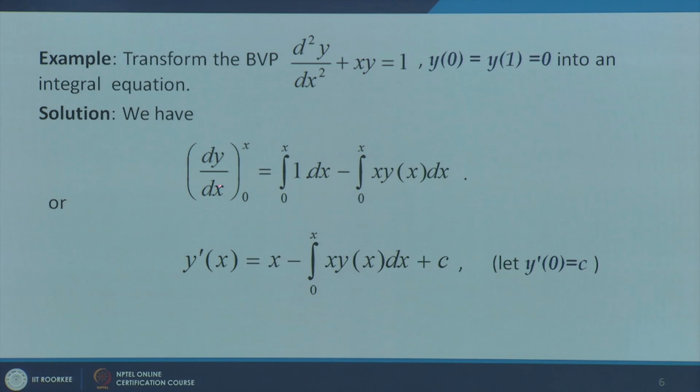Now, when we integrate d square y over dx square and then put the limits of integration, what we will get, dy by dx, which we have written as y dash x, minus dy by dx at x equal to 0, which is y dash 0 as c we have defined. So, this c, minus y dash 0, we have brought to the right side and written it as c, and here we get x. So, the limits of integration are 0 and x. So, we get x here minus integral 0 to x, x into y(x) dx.